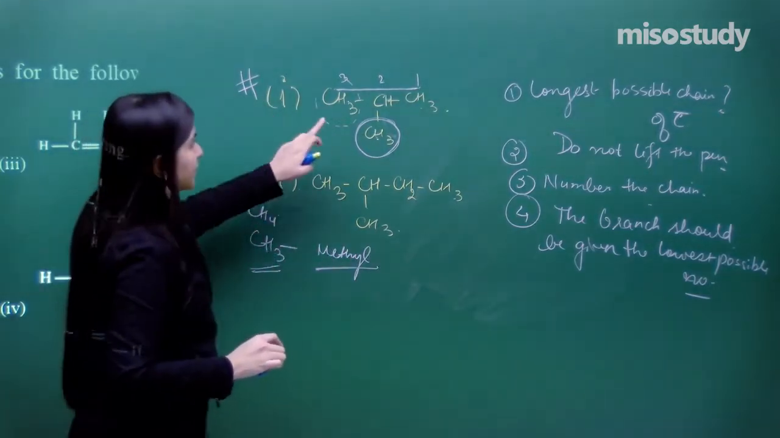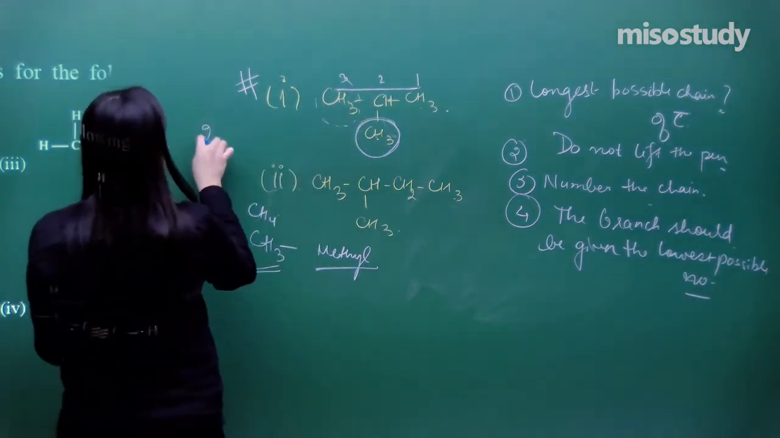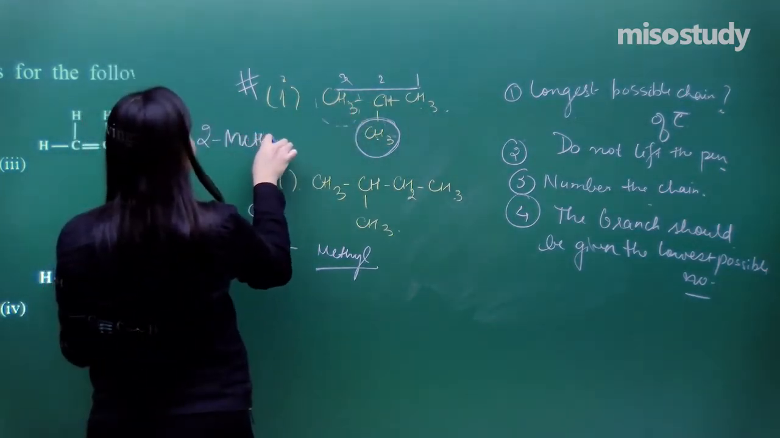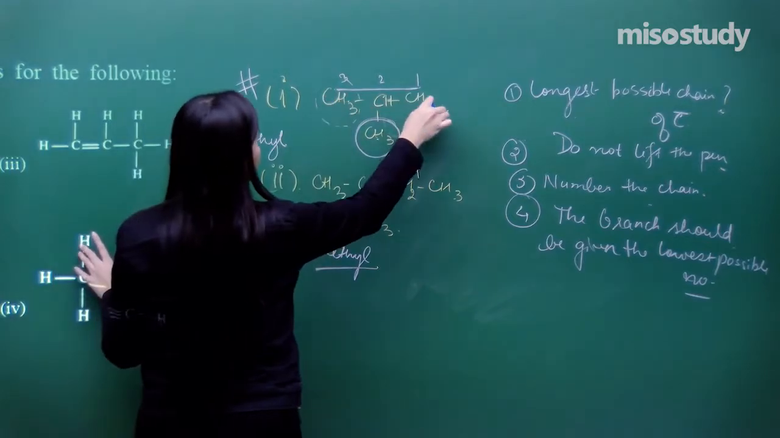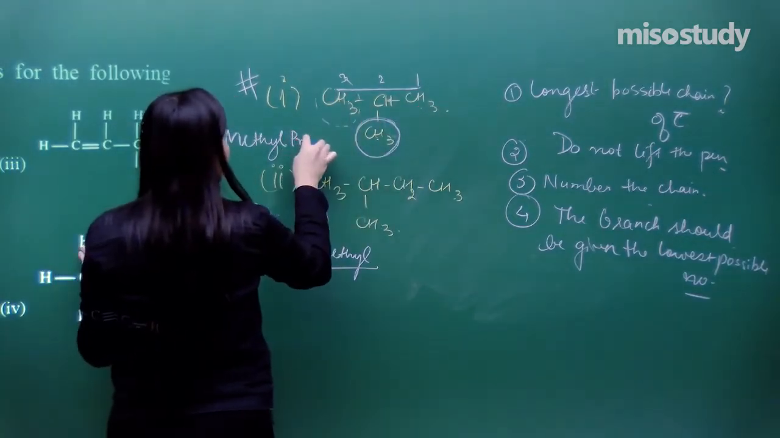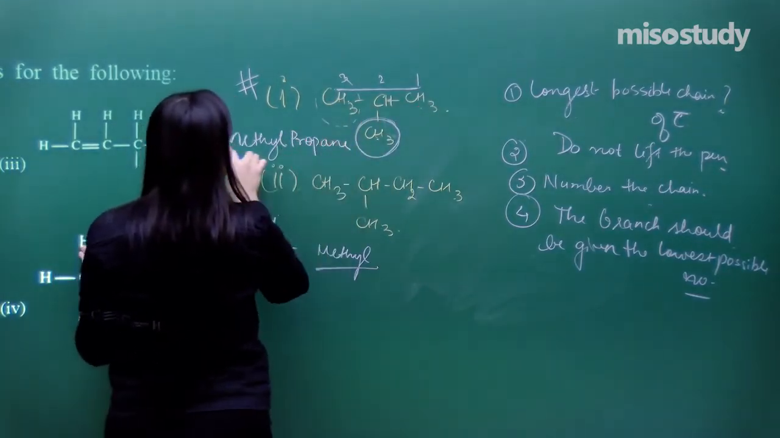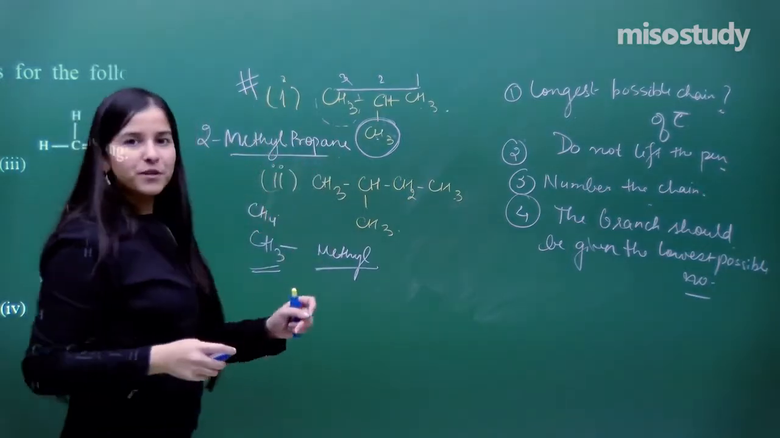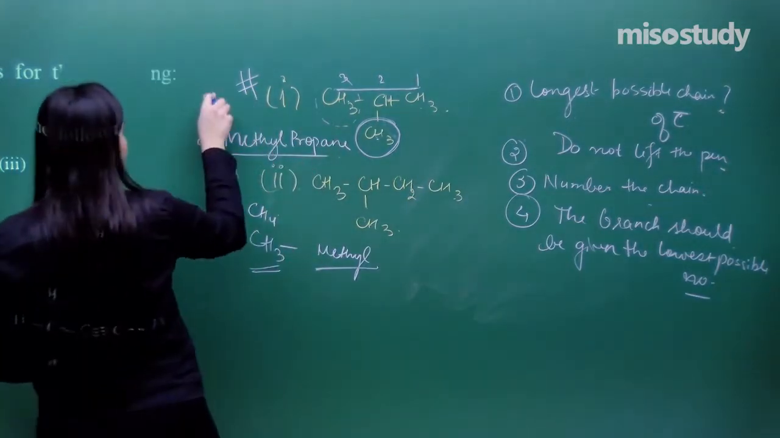Fine. So on to the second position, I have got methyl, 2 methyl, and the total chain how much? Prop and ane. Getting it? So that is going to be the proper IUPAC name. I hope everybody has learned this.